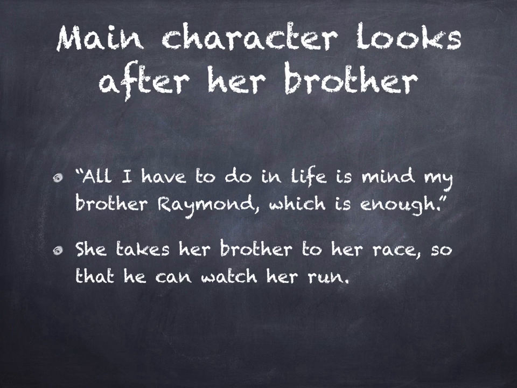The second piece of evidence comes from the end of the story. Yes, this reason does come from the beginning of the story, but we can use examples throughout the story to support this reason. It comes from the end of the story where she takes her brother to a race so that he can watch her run. This shows that she's still looking after her brother even though she has to run a race. This also helps support the next 2 reasons that we came up with.